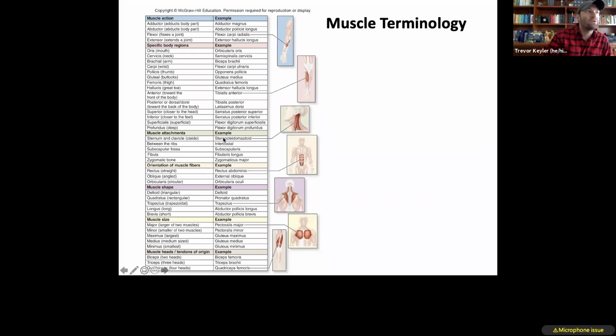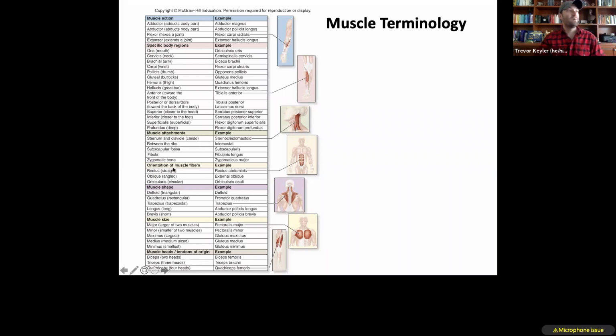So one we'll walk through shortly would be the sternocleidomastoid. Just looking at that name, we know there's going to be origins on the sternum, cleido, which is clavicle, okay, and then insertion on the mastoid process of the temporal bone.